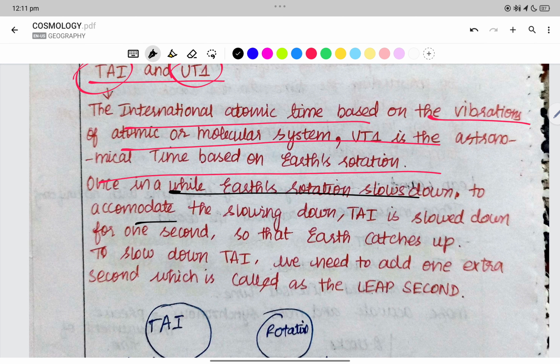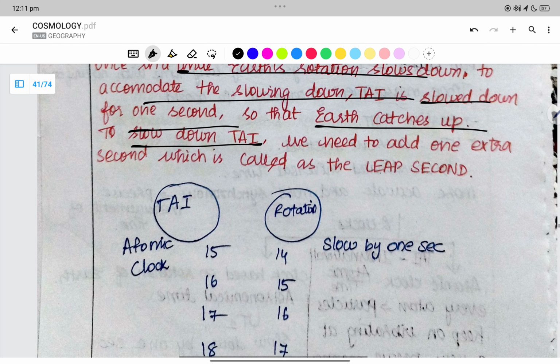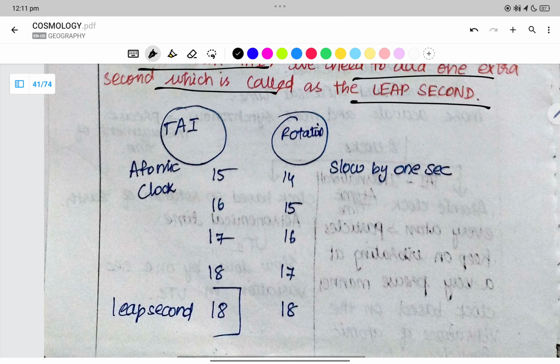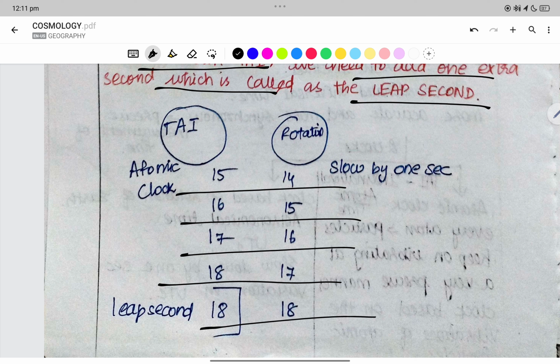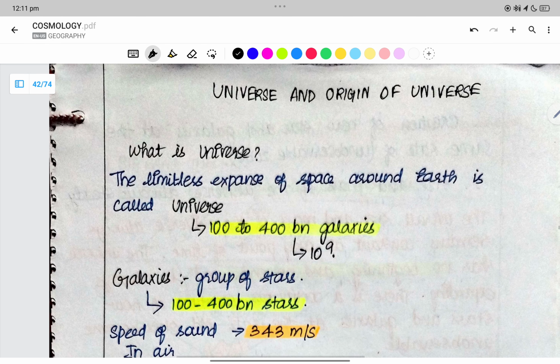UT1 is the astronomical time based on the Earth's rotation. Once in a while, the Earth's rotation slows down, and to accommodate the slow time, so that the Earth catches up, we need to add 1 extra second. It's called a leap second. The atomic clock is ahead by 1 second, so we have to add 1 second, then it becomes a leap second.